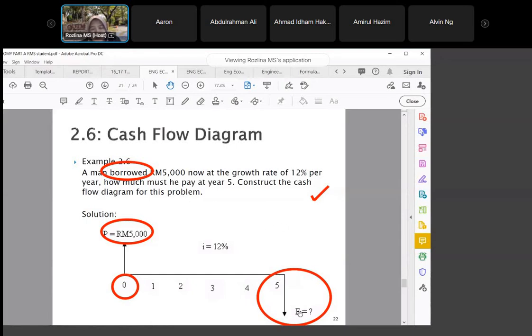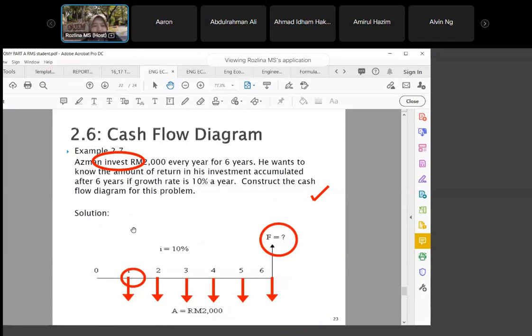Then start drawing the F, because it asks how much must he pay at year 5. At year 5, how much must you pay? P is at the bottom. So what is F? This is how to draw. Okay, this one is only the cash flow diagram.